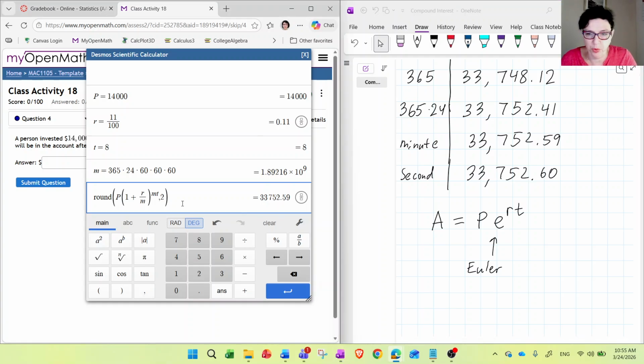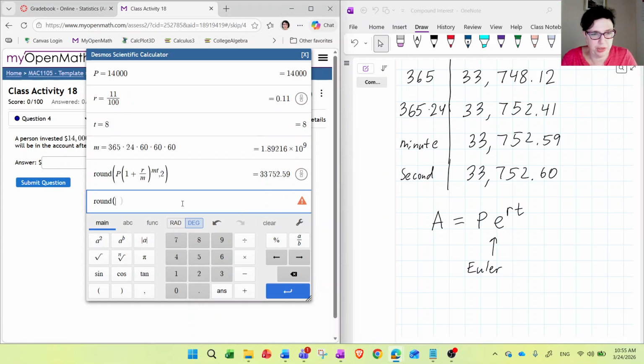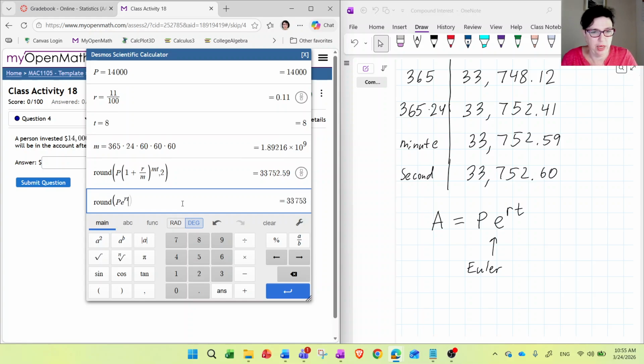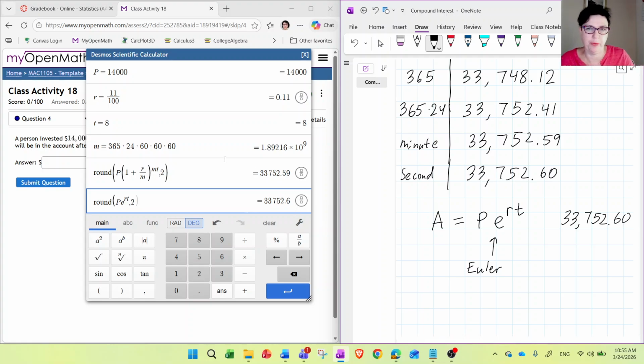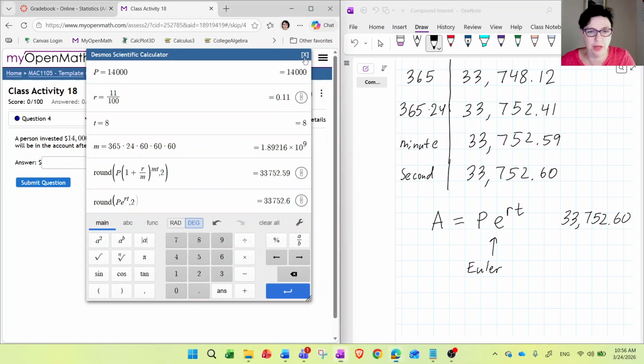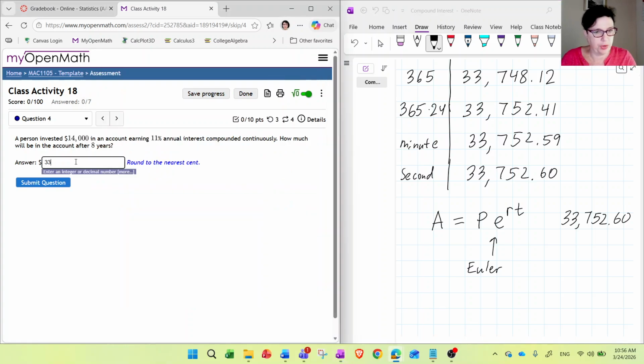Now let me compute that over here. I'm going to round also: P e to the power RT, and let's do 2 decimal places. You can see that I get exactly the same thing as if it was compounded every second, millisecond, or whatever. So this is called continuous compounding. And that's the best thing you can do with your money. If somebody offers you continuous compounding, you always say yes. That's the largest I can get. So it's 33,752.6.